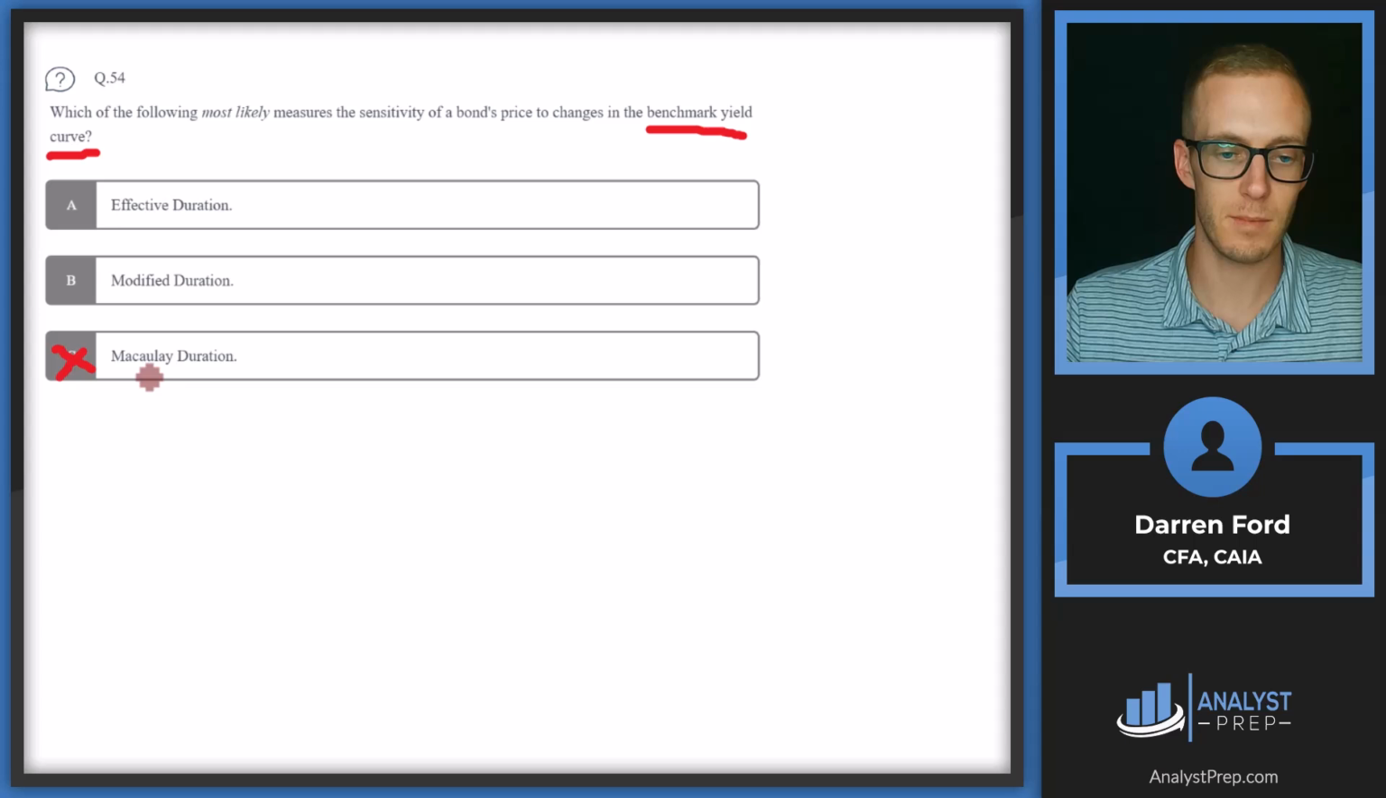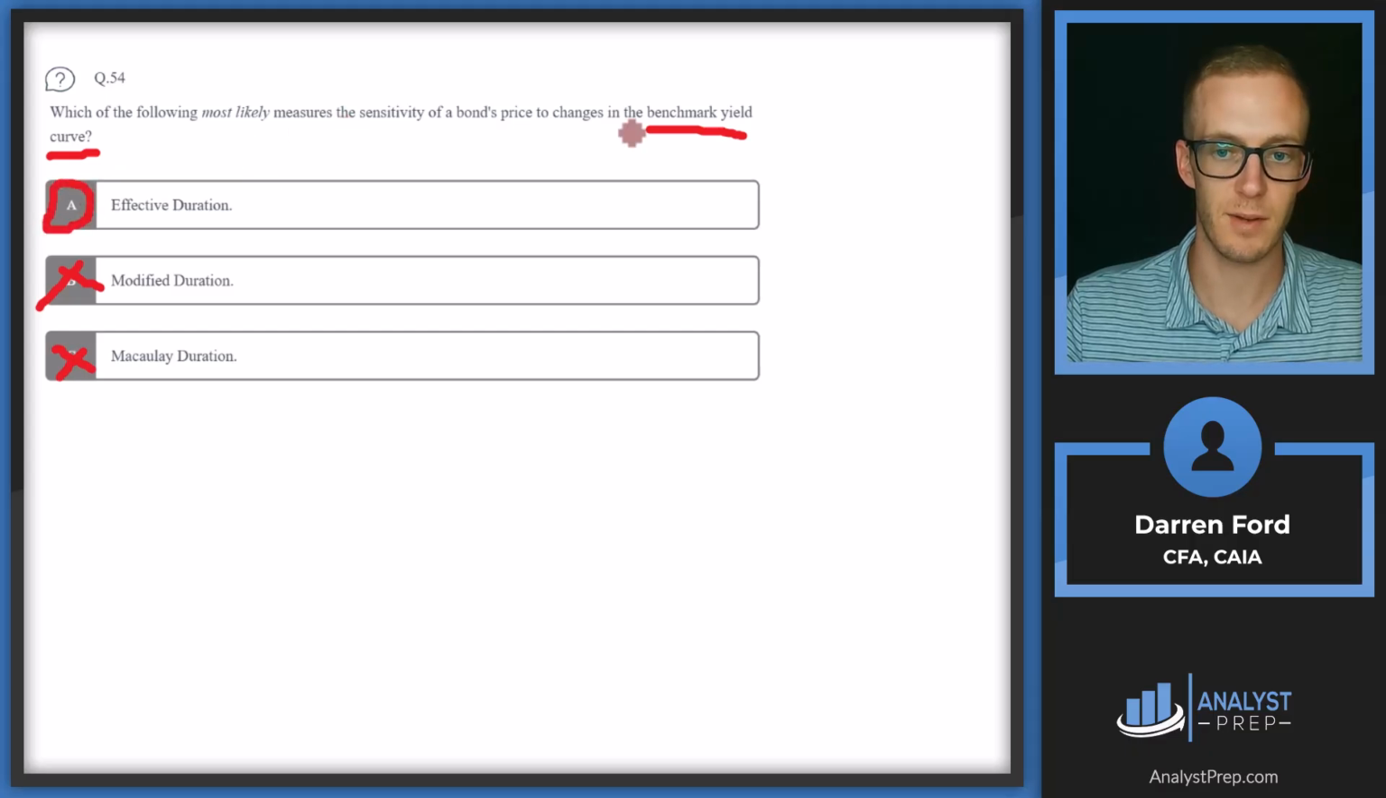And maybe not more so cash flow based, but kind of the individual bond, specific bond based versus being based on the benchmark yield curve. B, modified duration. So modified duration is going to be based on changes in yield to maturity of the bond, assuming that expected cash flows don't change. So it's not going to be based on benchmark yield curve. It's going to be based on the yield to maturity. And then A is going to be our correct answer.